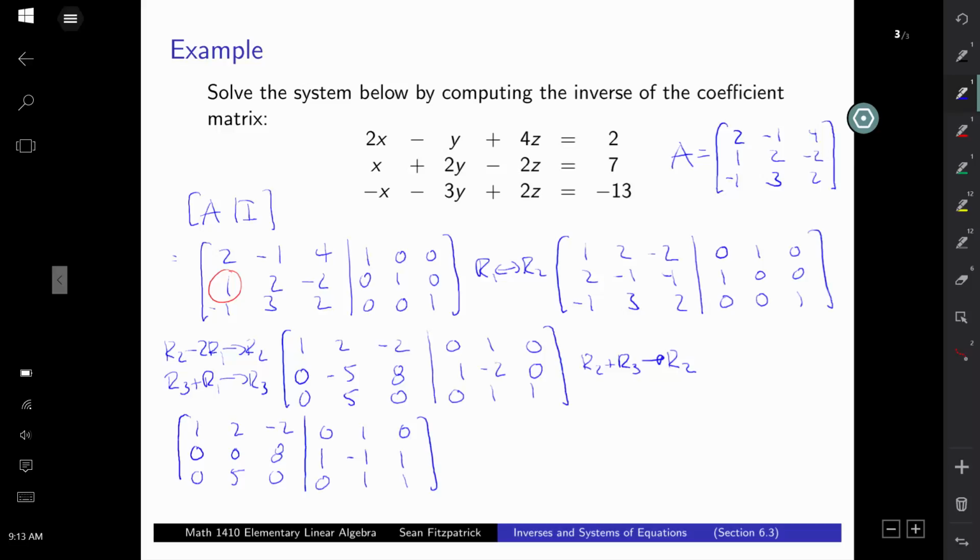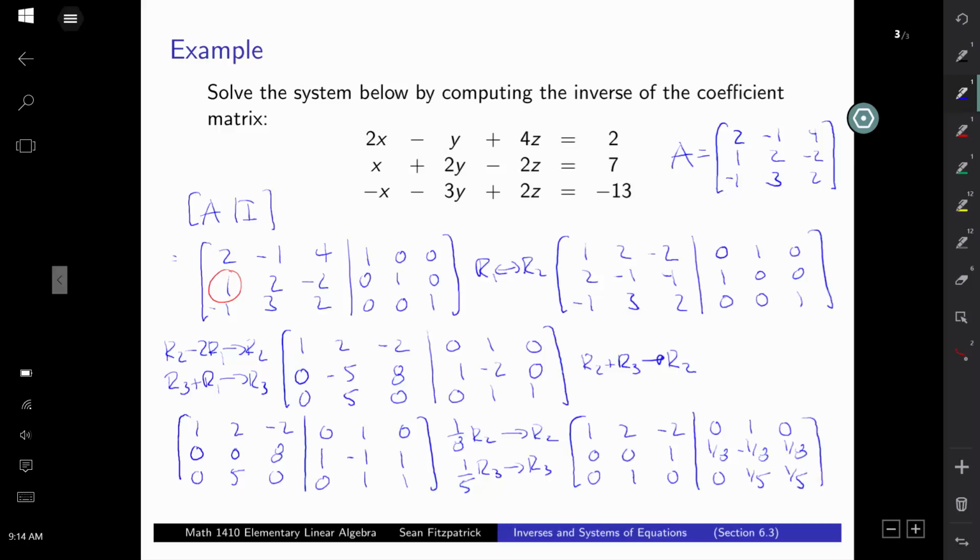Okay. Now I've got to create some 1s. I'm going to do 1 over 8 row 2, that's going to be my new row 2. I'm going to do 1 over 5 row 3 and make that my new row 3. 1, 2, minus 2, 1, 0, 0, 0, 1, 0, minus 1 over 8, 1 over 8, 1 over 8, 0, 0, 1, 0, 1 over 5, 1 over 5. By the way, if you were trying to solve the system, you would probably be done by now.